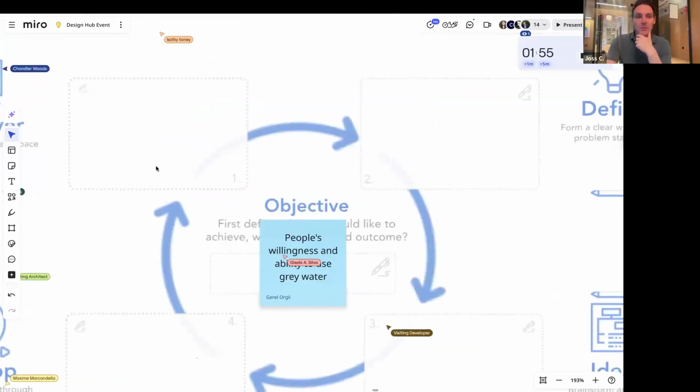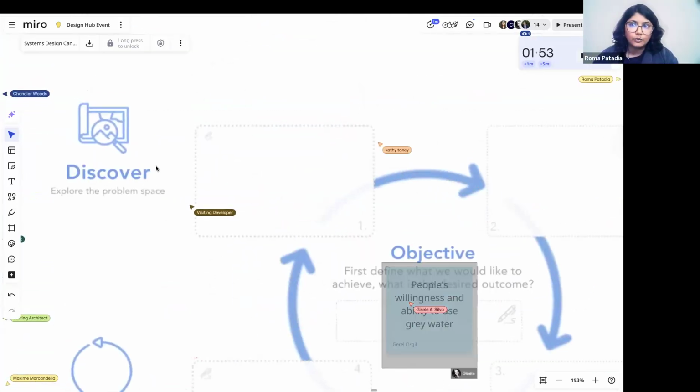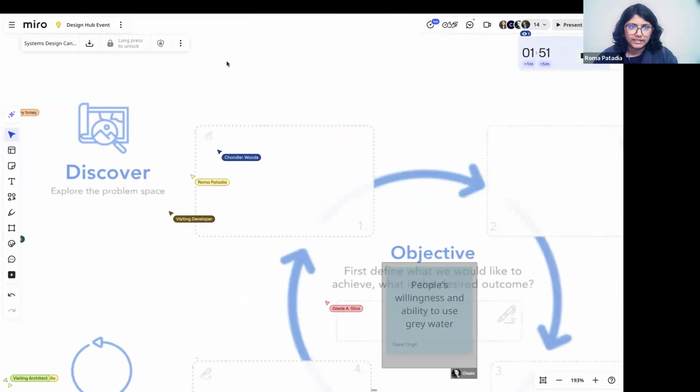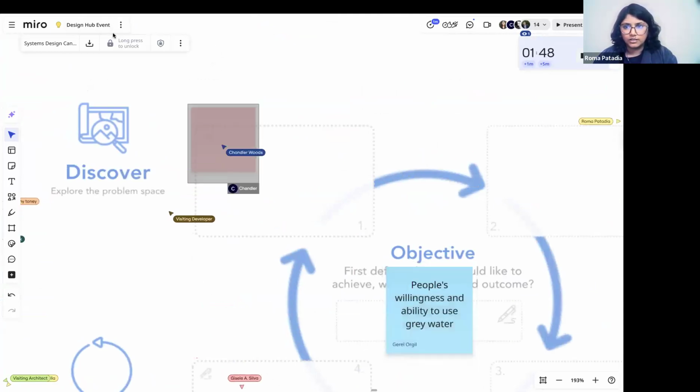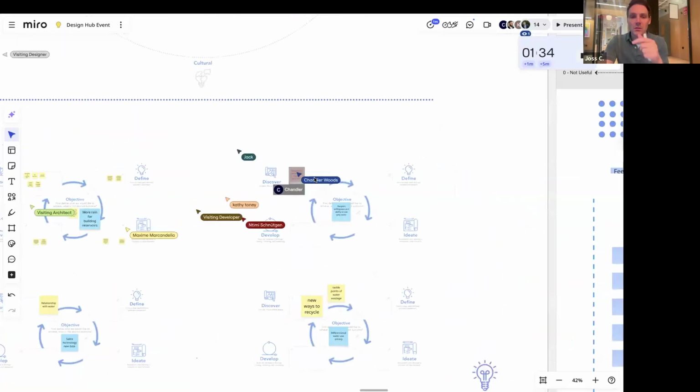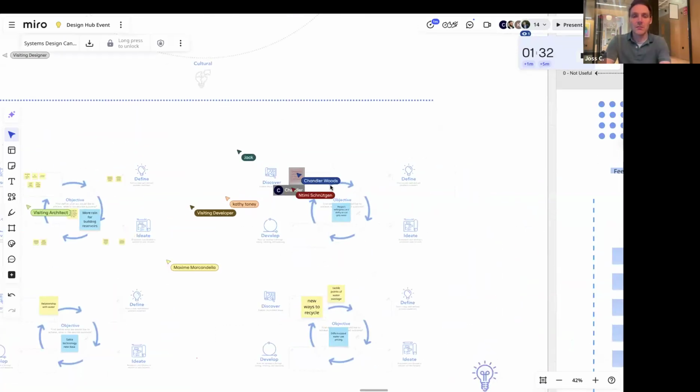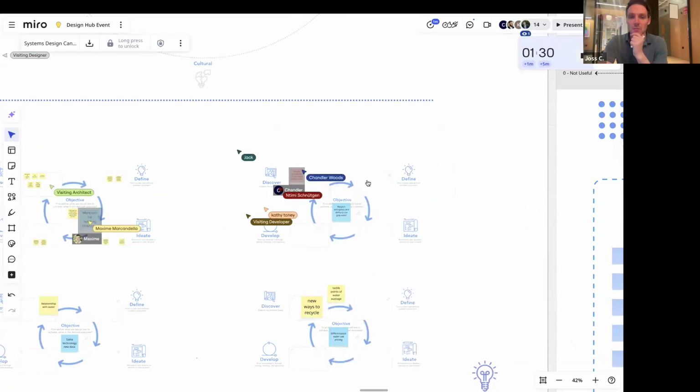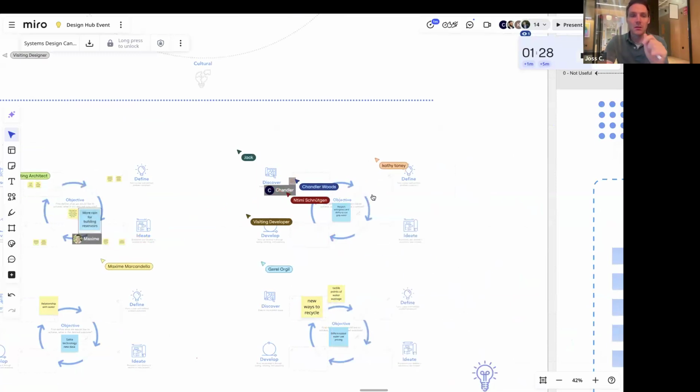So we're starting top left, isn't it, Roma? We will start from the discover space, and then we'll move to define and then ideate and then develop. Is that clear? Is there any question? We could maybe keep the stickies pretty small here, just so that we have enough space. Maybe I'll make this one bigger because we're using it.